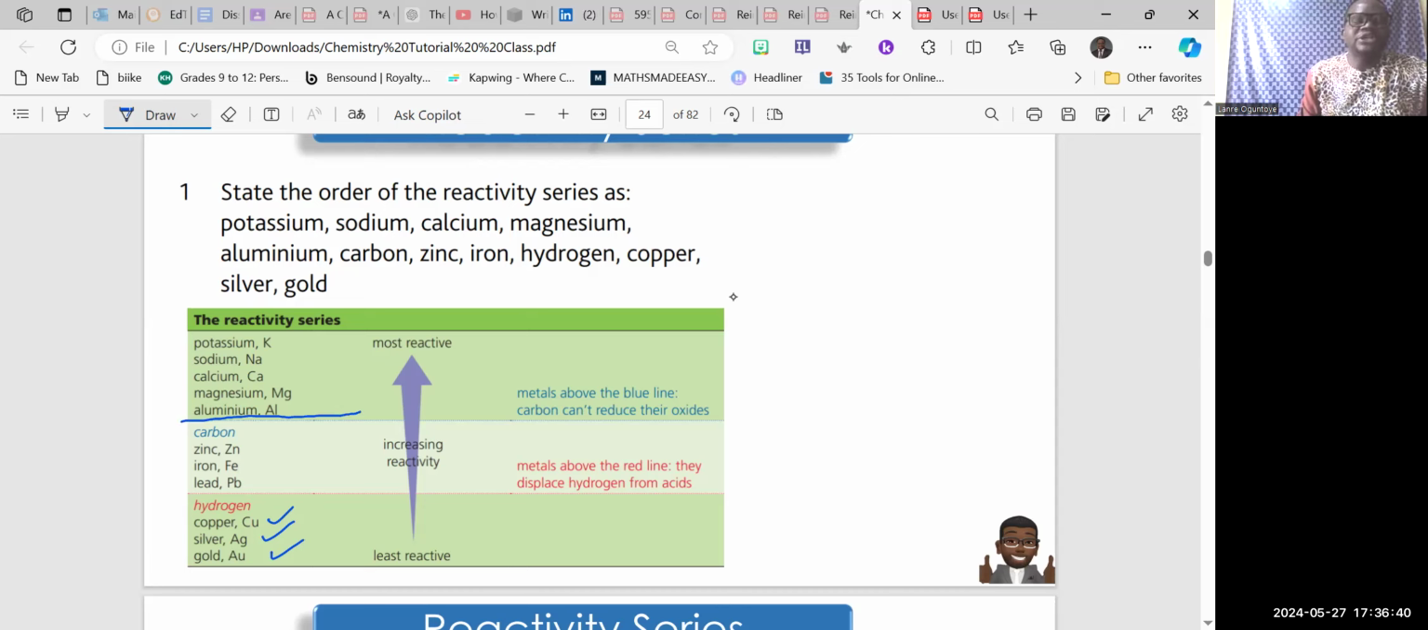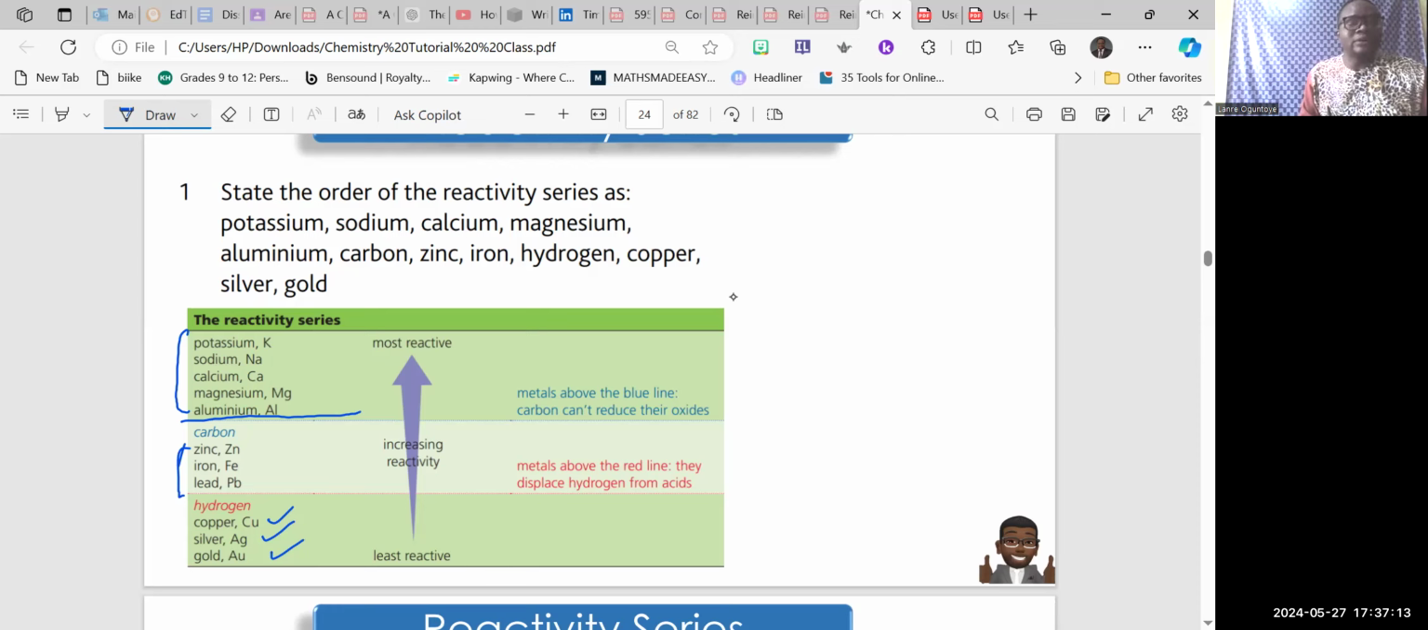can't be reduced. Carbon can't reduce their ore, right? So what it means is that all these metals are more reactive than carbon. So carbon cannot reduce them from their ore. That means carbon cannot displace them from their compound. You understand that, right? Now, these metals can be displaced by carbon from their ores.